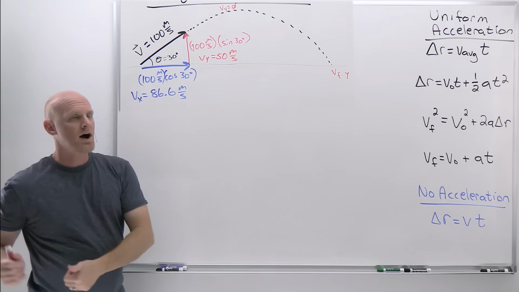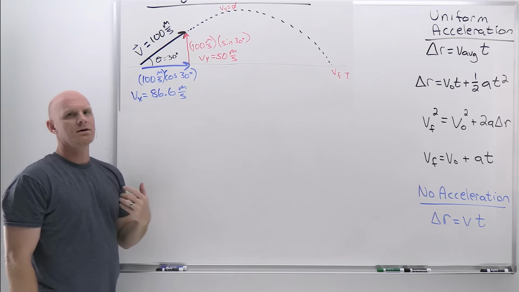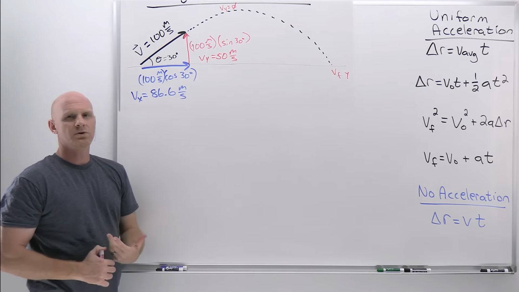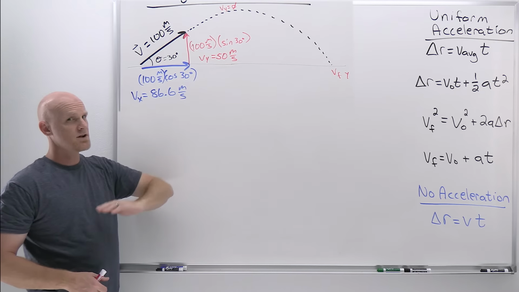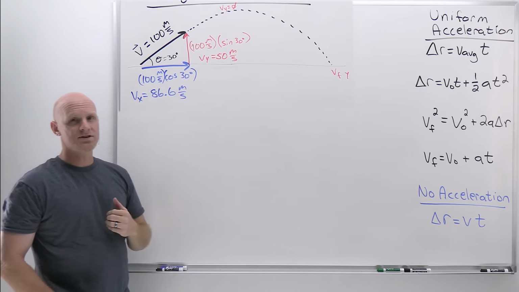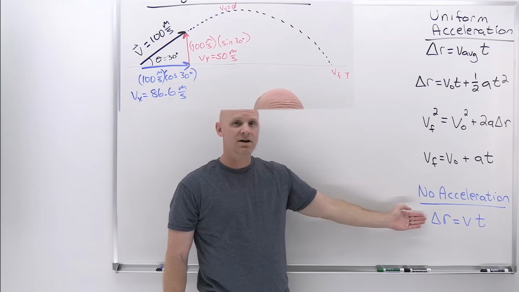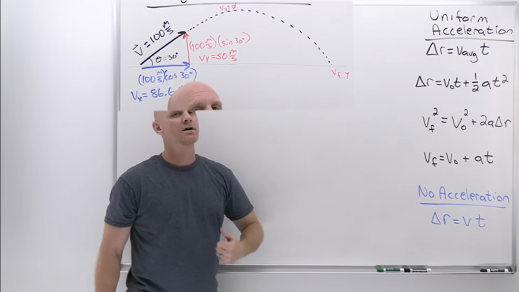In the first problem with the hockey puck, we had an x velocity of 86.6 meters per second. Well, in the x dimension, there's no acceleration. Gravity only operates in the vertical dimension, not in the horizontal. And so it was constantly going to be 86.6 meters per second. And the only equation we had to work with to calculate displacement was this guy. That's not going to be any different now.